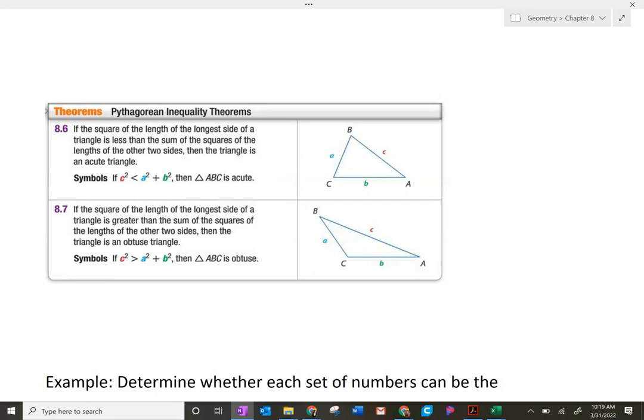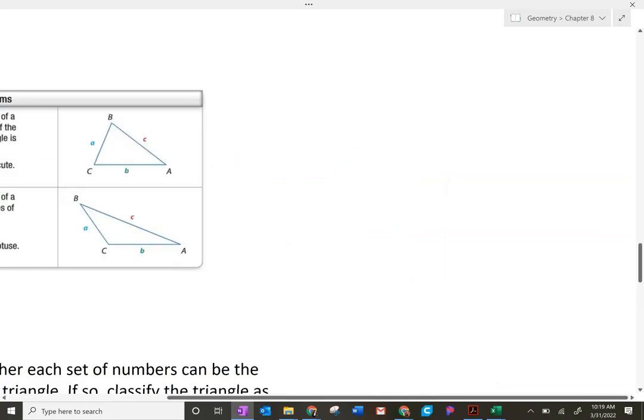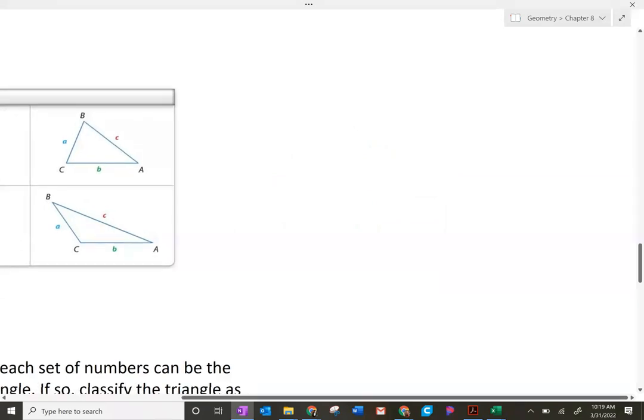So I will write the 3 of them that are going to be up there. Let me get rid of this part here. If I have C squared equaling A squared plus B squared, that's going to be a right triangle. Okay? That's Pythagorean's theorem. Again, A squared plus B squared equals C squared.